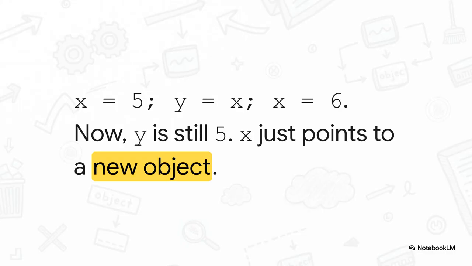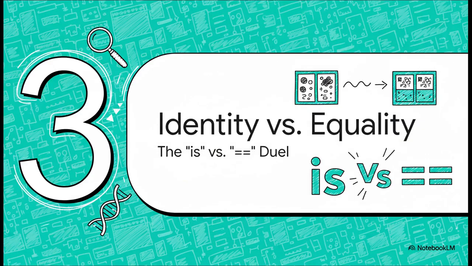Now, let's flip that and look at an immutable integer. We set x to 5 and we make y point to it. But when we say x equals 6, we aren't changing the number 5. You can't change the number 5. Instead, Python just creates a brand new integer object, the number 6, and points x to that new object. Meanwhile, y is left completely untouched, still pointing to the original 5. See the difference? This whole idea leads us directly into another classic Python topic and a common point of confusion, the difference between identity and equality.